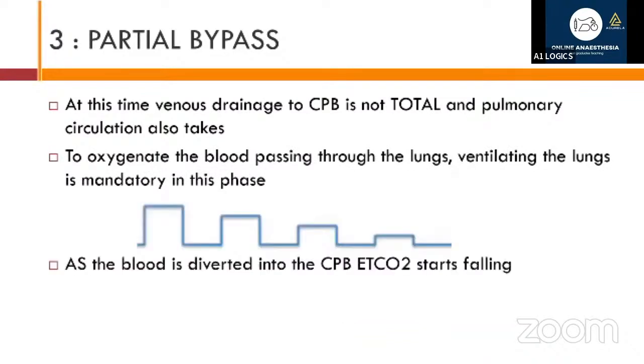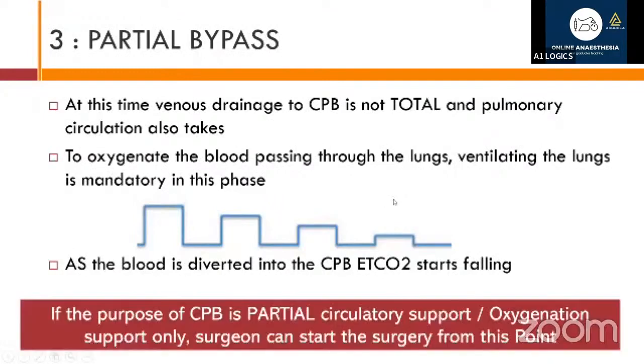But if you observe the EtCO2, what will happen is, because the perfusion to the lung is decreasing, the EtCO2 gradually falls down. As you remove more and more blood from the right atrium and right ventricle and push it into the bypass, the EtCO2 will start falling. But if your purpose of CPB is only partial support and oxygenation, suppose it's a pericardiectomy or CABG, the surgeon can start at this point itself.